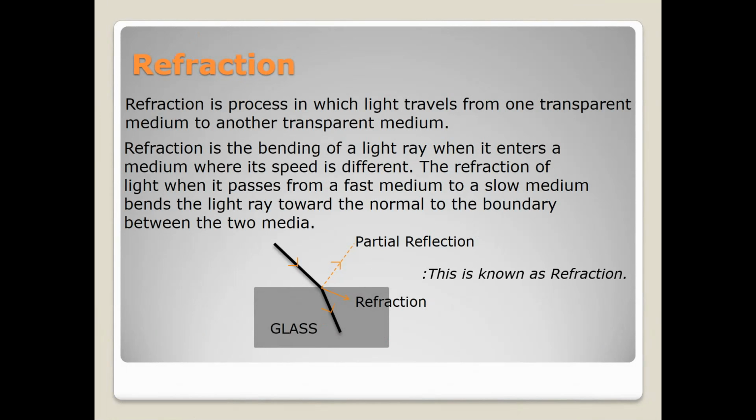Now, let's go into the toughest and the most interesting topic in the chapter of light. It's also important. Refraction is the process in which light travels from one transparent medium to another transparent medium. Refraction is the bending of a light ray when it enters a medium where its speed is different. The refraction of light when it passes from a fast medium to a slow medium bends the light ray towards the normal to the boundary between the two media.